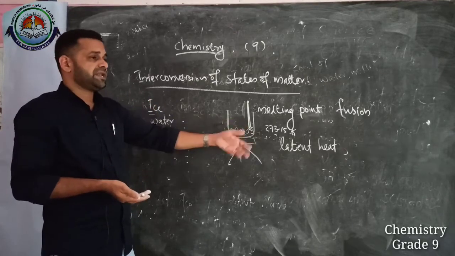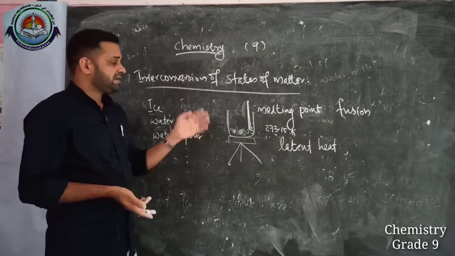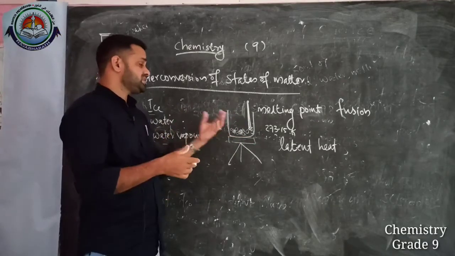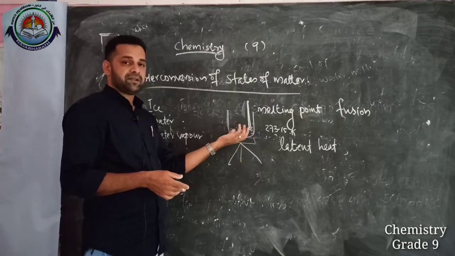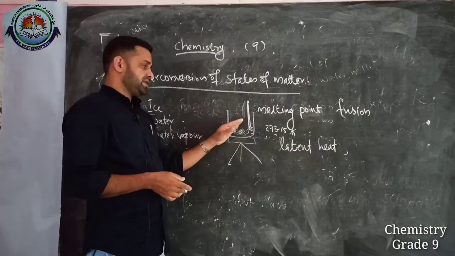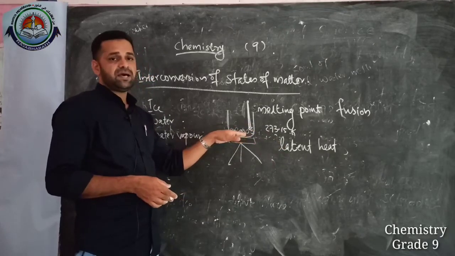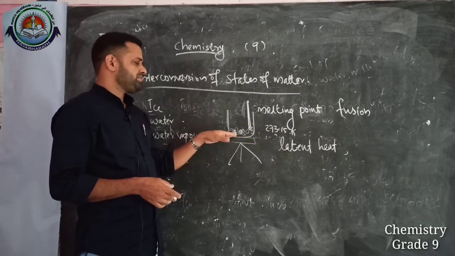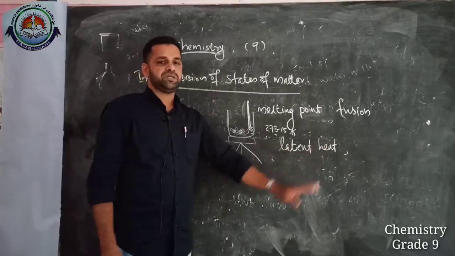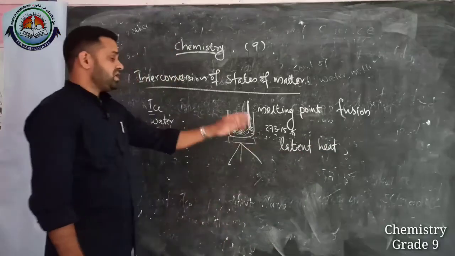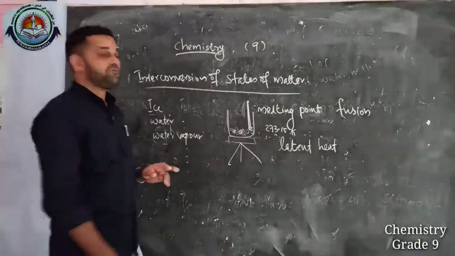So where is that extra temperature going? That temperature is used for changing the state of the matter, that is from solid to liquid, and that temperature is hidden inside the solid particle, and that temperature is called latent heat. And what is called latent heat of fusion?